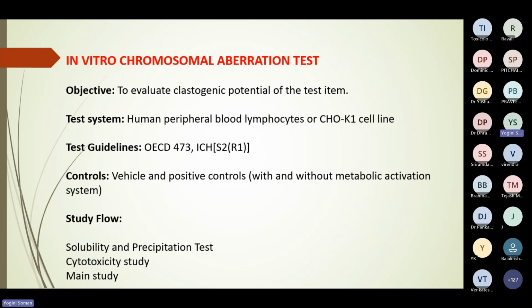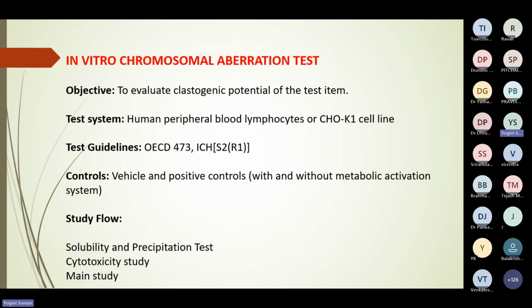Then the next part is a cytotoxicity study. You should incubate the cells with the test system with and without metabolic activation, and you should perform the cytotoxicity assessment. If there is a 50 to 60% cytotoxicity, then you can include that concentration for the main study. If cytotoxicity is less than 50%, then the test concentration is fine. You can include that concentration for the main study as the highest test concentration.